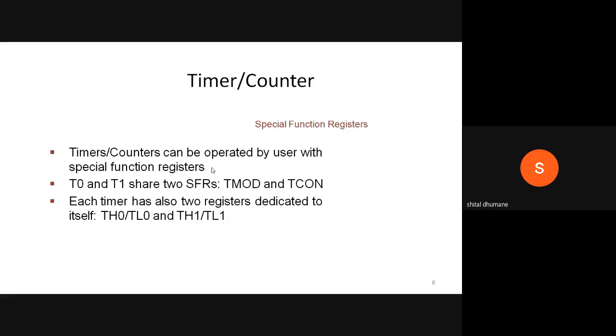So these are the special function registers. Only one register, TMOD, is there for both T0 and T1, and TCON is also a single special function register for both the timers T0 and T1. Each timer also has two registers dedicated to itself, as I just explained: TH0, TL0, and TH1 and TL1.